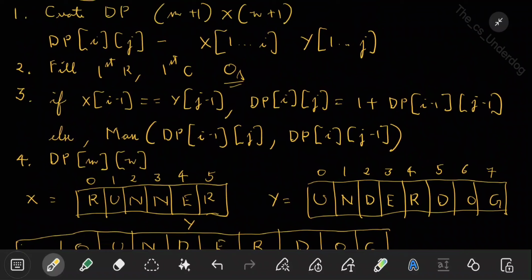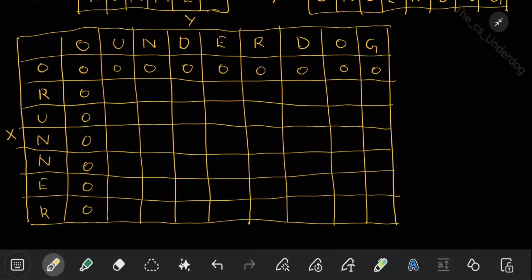The next step is, for each block, you have to see whether x is equal to y. That is, the letter corresponding to xi and the letter corresponding to yj, or xi minus 1 if you consider the index, are those letters equal? If equal, then you take 1 plus dp[i-1][j-1]. What is i-1, j-1? If you are standing at any position, the i-1, j-1 position will be diagonal to you, that is one row less, one column less. So in case it matches, you add 1 to the diagonal element.